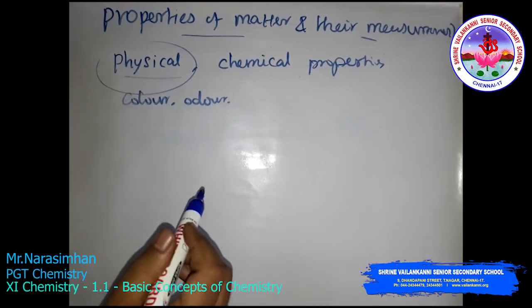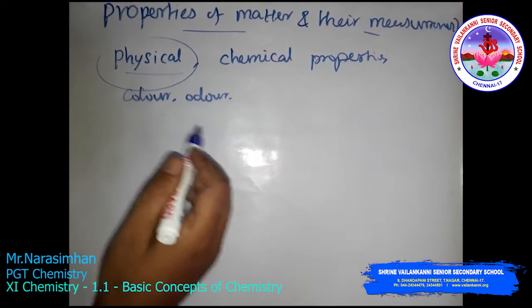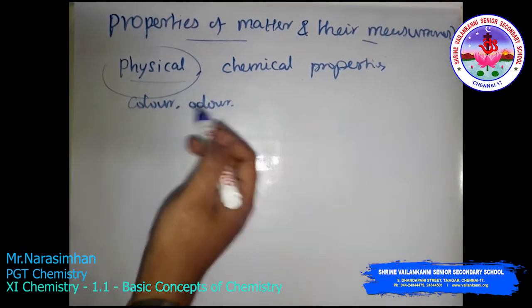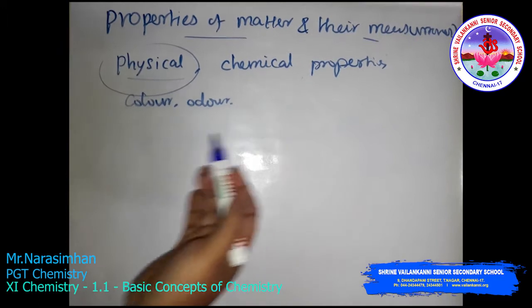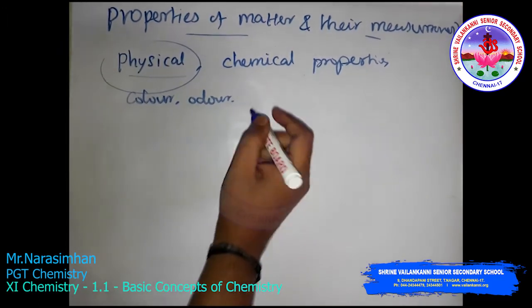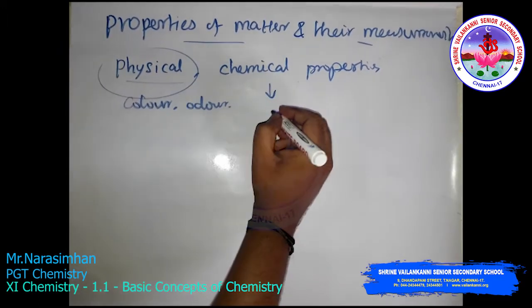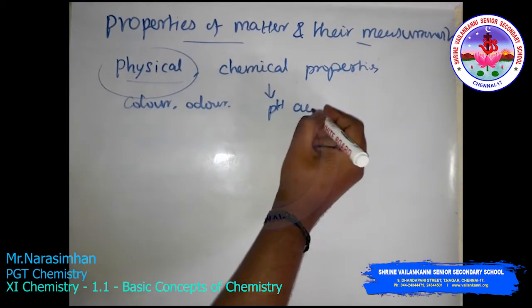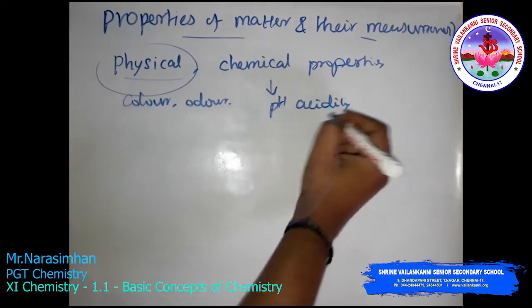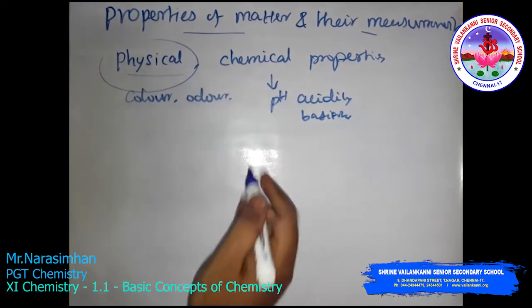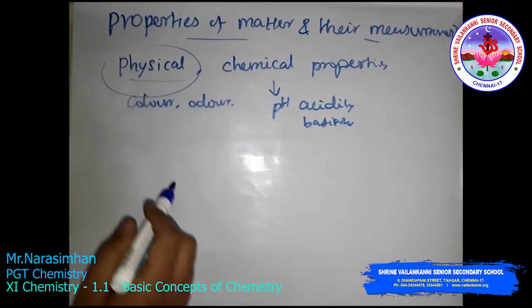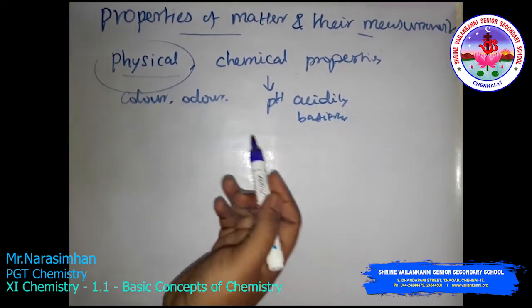Then the chemical properties, that is the measurement or observation. The chemical properties require a chemical change to occur. For example, acidity, the pH value, basicity, combustibility, and so on. So these are called physical and chemical properties.